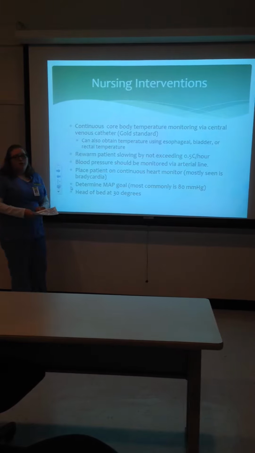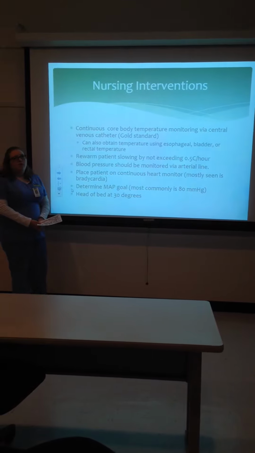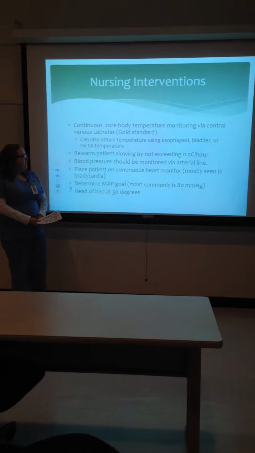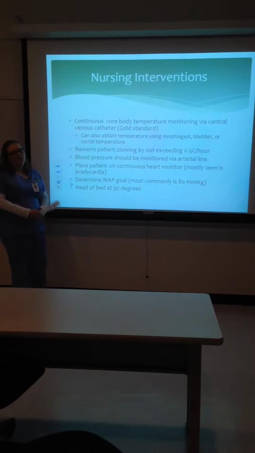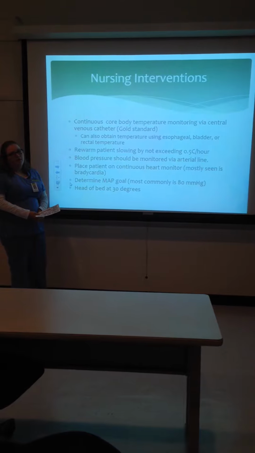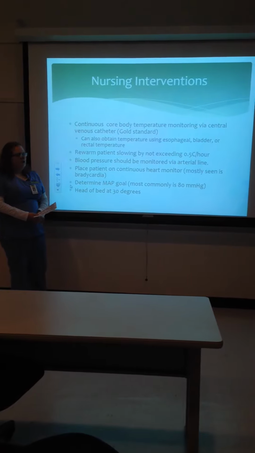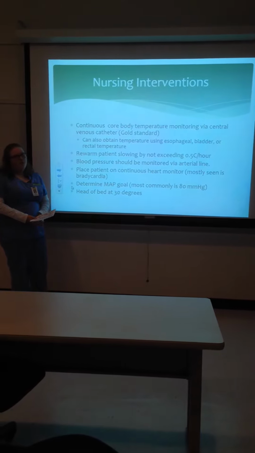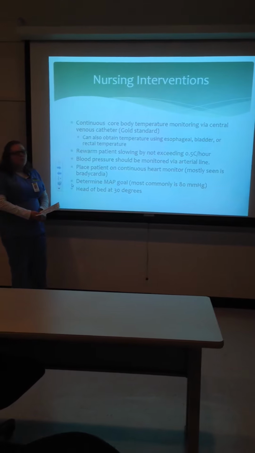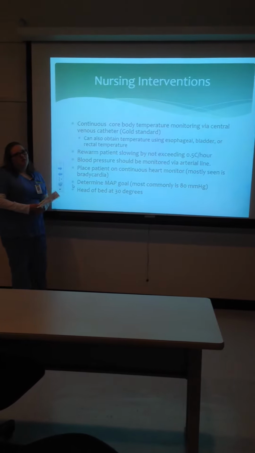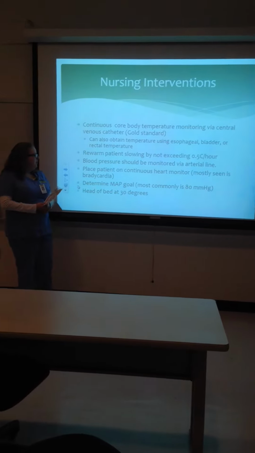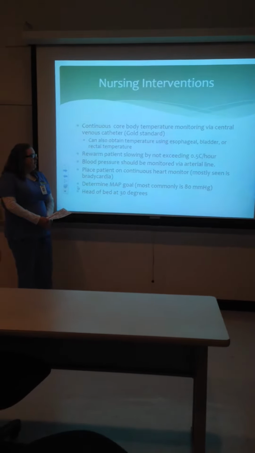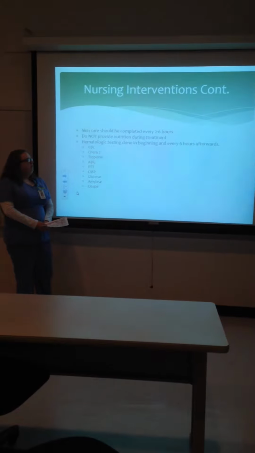We're going to continue to monitor the blood pressure in this patient, preferably through an arterial line if it's available. And you're also going to place the patient on continuous telemetry and monitor their heart rate and rhythm just to make sure that they aren't having any kind of dysrhythmias as a result of the hypothermia. And then you're going to determine their MAP goal. Usually this is determined or set by the doctor, and continue to monitor them and make sure they're meeting that MAP goal. And then you also want to keep the head of the bed raised at least 30 degrees.